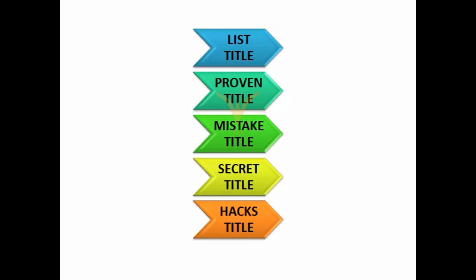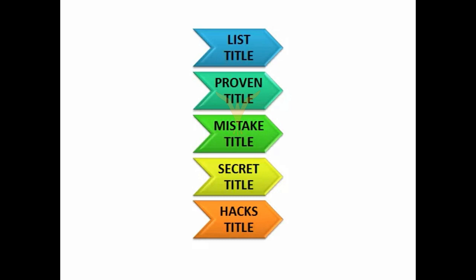See, whenever you're putting in a title, put it in a list way. Don't put it as a paragraph, put it in a list. Then put words like proven, mistake, secret, hacks, and all of those things that will make your audience click on your title. So these are the ways that will make your title more appealing and attractive, and will make them click on your title.